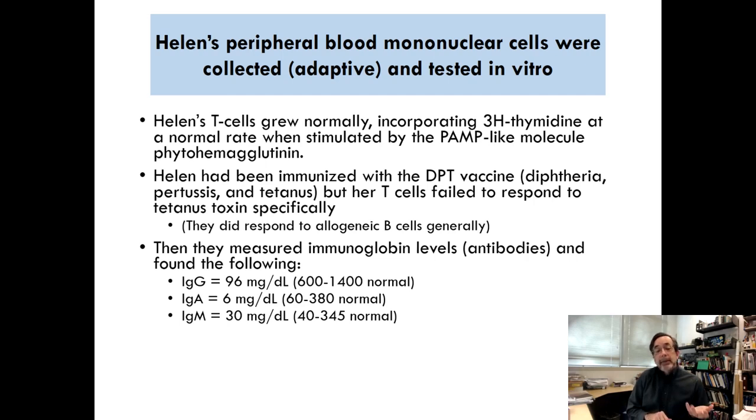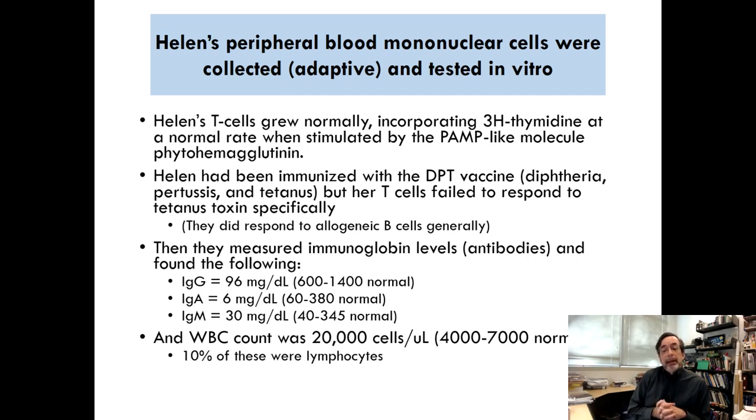IgG 96, where the normal range is 600 to 1400. IgA was 6, with normal range 60 to 380. IgM was 30, normal range was 40 to 345. So take a second and look at those and say, okay, is this in the normal range, or is this a particular direction from the normal range? If you receive these reports back from a patient, what do you say about their antibody levels? And so I think that you can see that they're all lower than they should be.